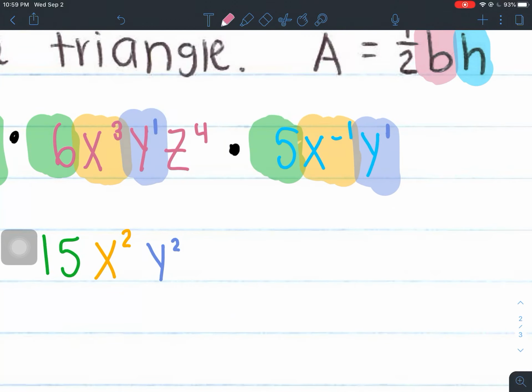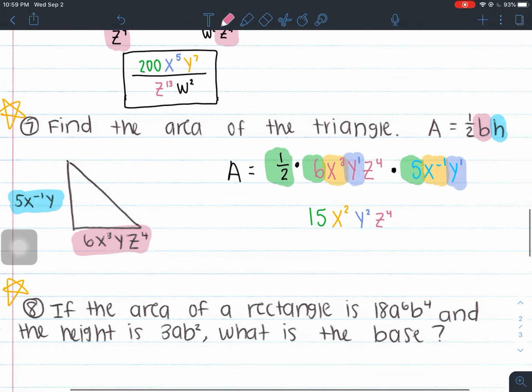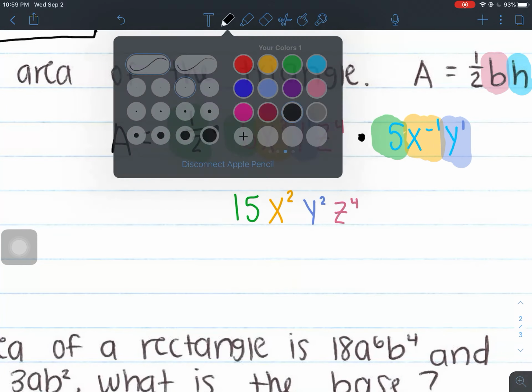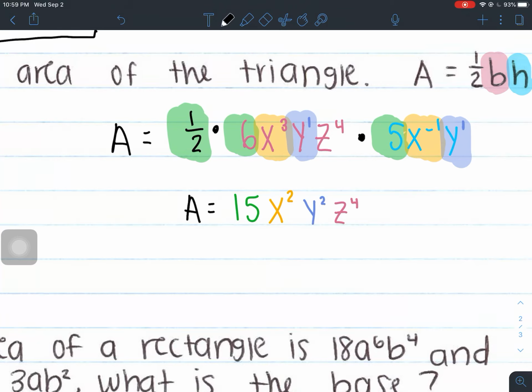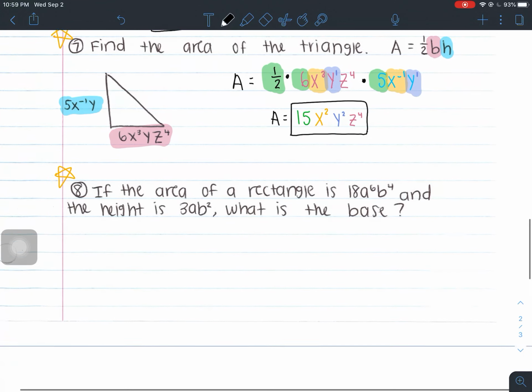Now the question is, what about that z? Well, there's no like bases with that z, so I'll just leave it alone. It'd be z to the 4th. So, what did I just find? I found the area of this triangle. So I did what I needed to do. I did a 1/2 times the base times the height, and I simplified it as much as possible. So the area of my triangle is this expression right here. Doesn't look pretty, but it's not supposed to because you're using a bunch of variables.